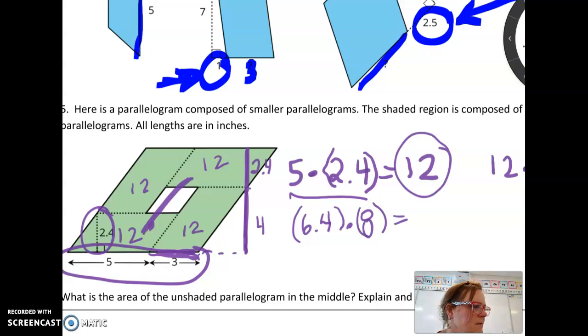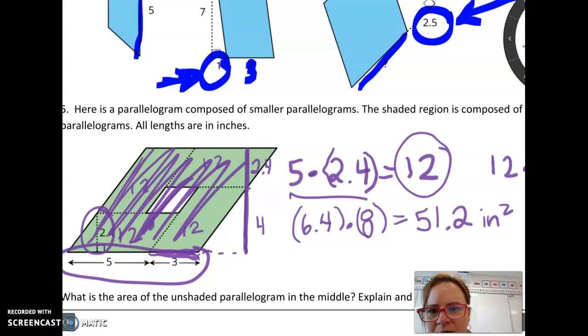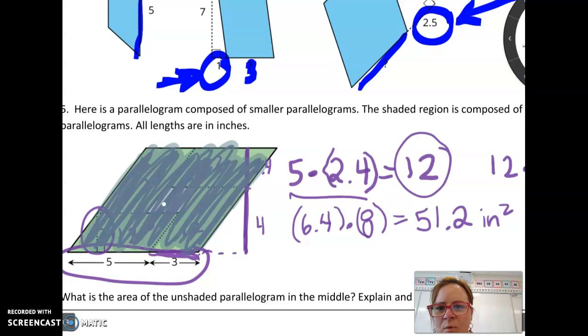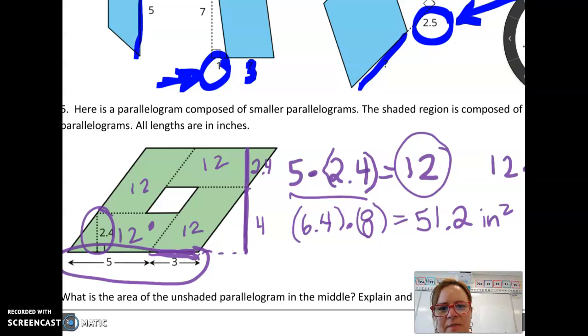6 4/10 times 8. I'm just double checking my math here. Yeah, that's what I thought. All right, so it's 51 2/10. And these are inches squared. Okay, so what we just found is the area of the entire parallelogram, the entire thing, everything that I'm coloring in. Now, all we want, though, you guys, is that middle part, that white part.